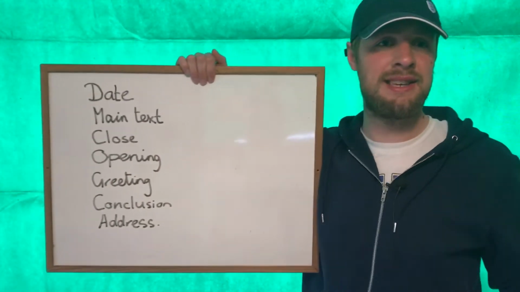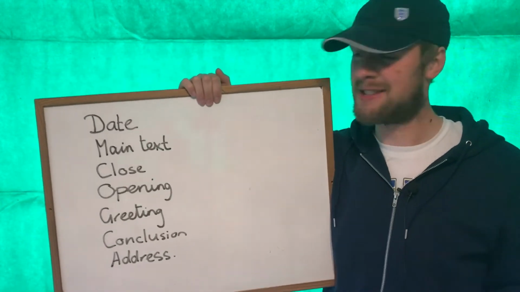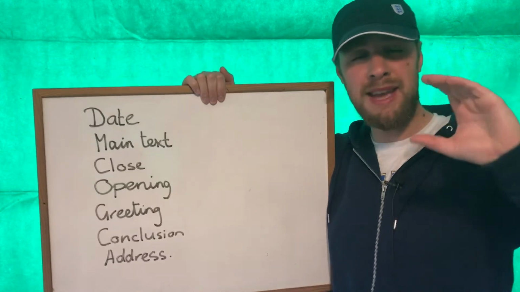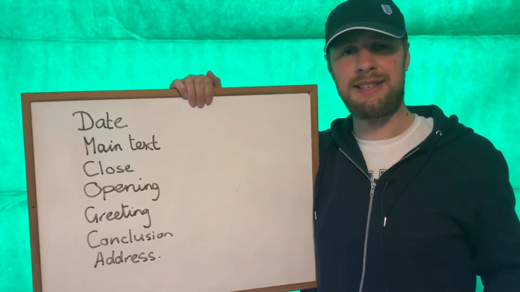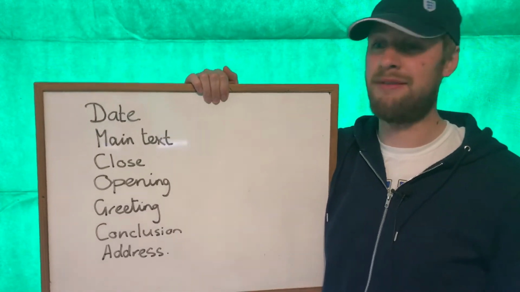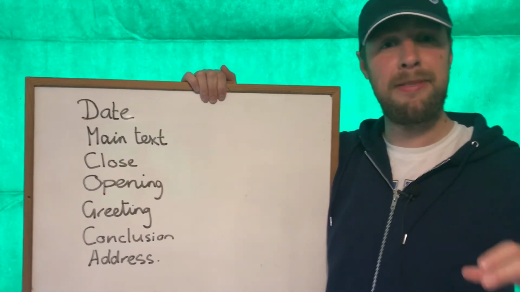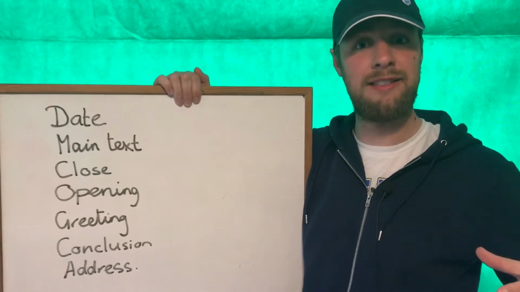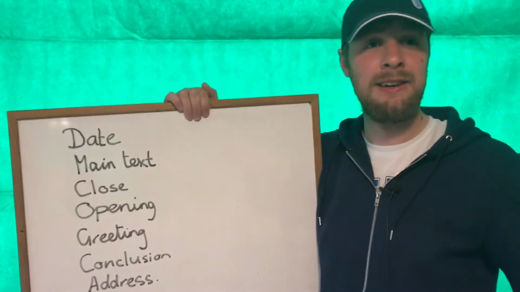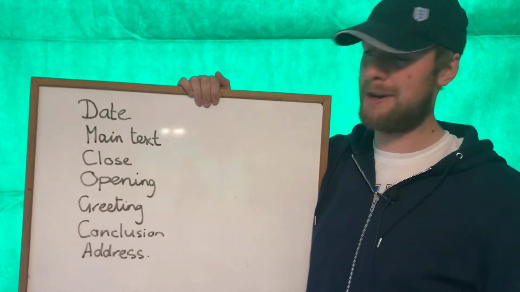We have the date. When a letter is sent, there is always the date that it was sent on. The main text is the main paragraph, the main chunk of writing that gets across the points that the writer wants to make to their reader. We have a close, which is how you would close out your letter, how you might sign it off. We have an opening, so the first couple of lines explain maybe why you are writing to this person.